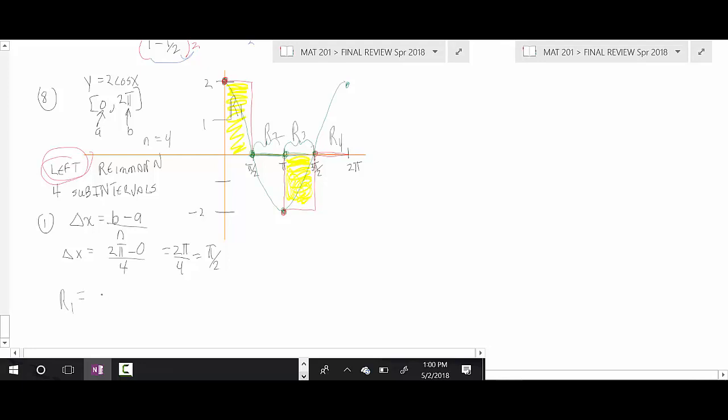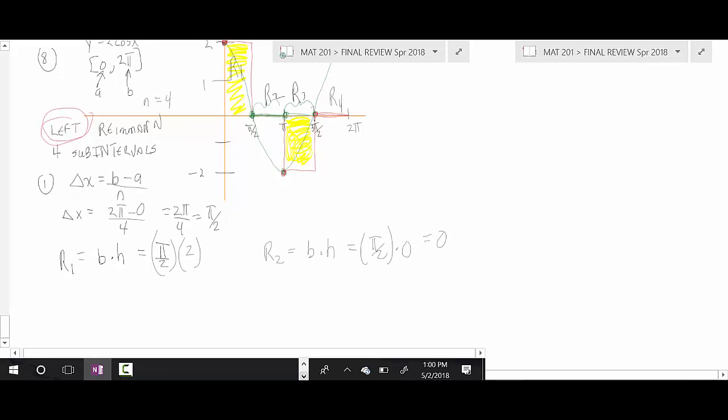So region 1 is just going to be base times height. So the base is what? Pi over 2. What's the height? Well, the height would be 2. So that would take care of that. Then if you go to region 2, it's still base times height. I've heard a lot of you say 0. Yes, the base is pi over 2, but the height is 0. So that's why it's equal to 0. So you don't even have a rectangle.